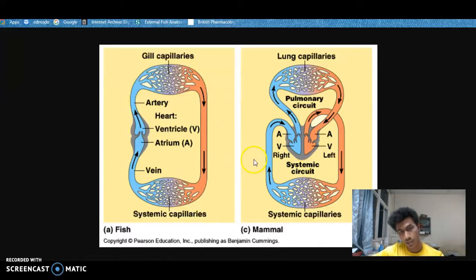But in mammals, we have double circulation. The deoxygenated blood needs to enter the right atrium and ventricle before going to the lung capillaries, and then it goes into the left atrium and ventricle before it pumps to the systemic capillaries.